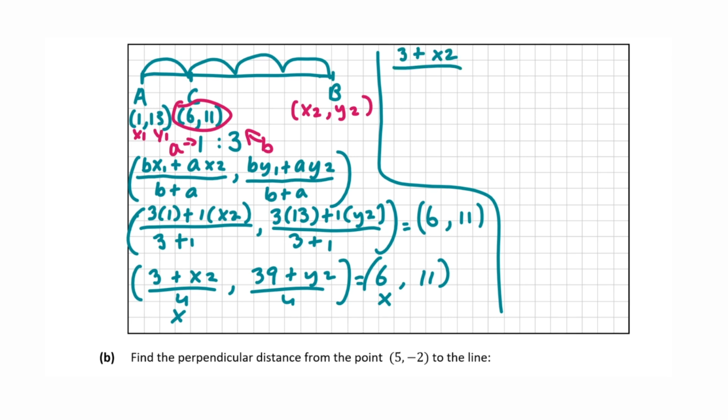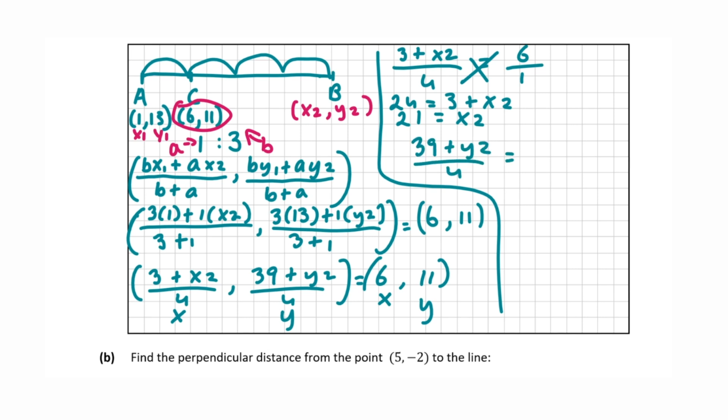We have (3 plus x2) all over 4 is equal to 6, so I'm going to put this over 1 and cross multiply. This will be 24 is equal to 3 plus x2. I'm going to take my 3 across and we'll be left with 21 is equal to x2. Now for our y-coordinate, I'm going to equate them and solve again. Again, I'm going to put this over 1 and cross multiply. So 4 by 11 gives me 44 is equal to 39 plus y2. I'm going to take my 39 across and that becomes a minus, so I'm left with 5 is equal to y2. So now our coordinate B is equal to (21, 5).